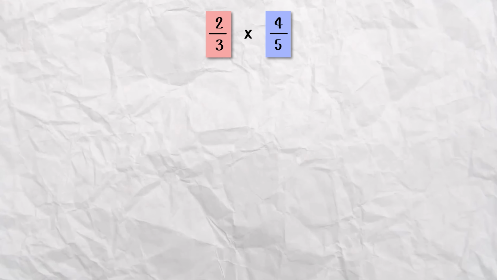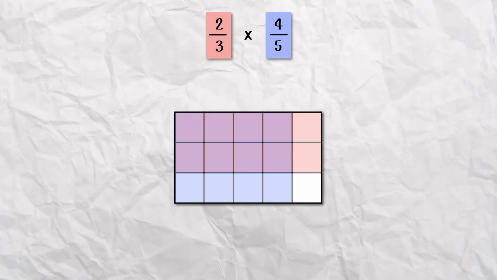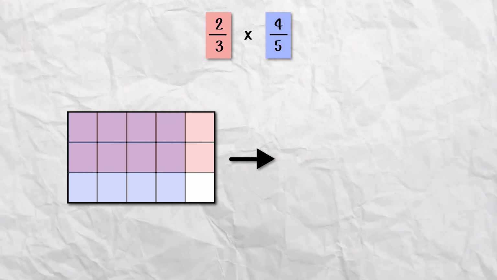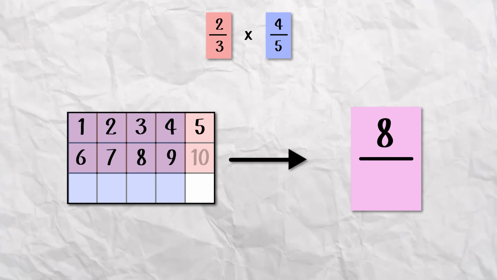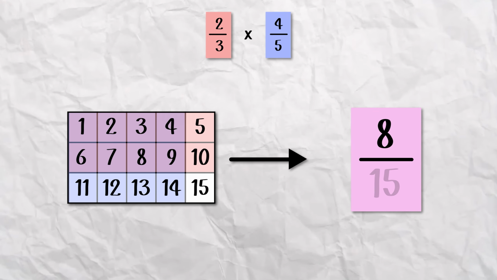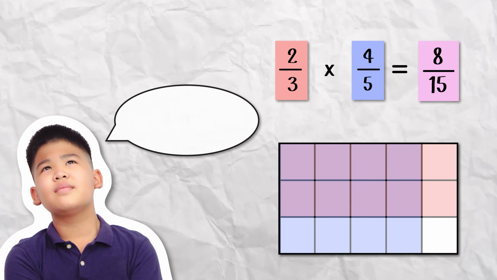Some people use an overlapping rectangle model for multiplying fractions. So for 2/3 times 4/5, they would represent each fraction with separate rectangles, then place one on top of the other. They then count the overlapping squares for the numerator, 8, and the total number of small rectangles for the denominator, 15.